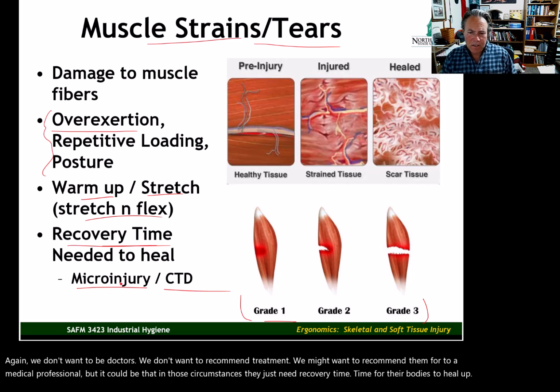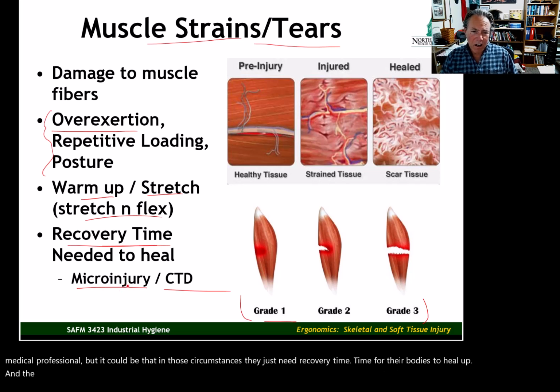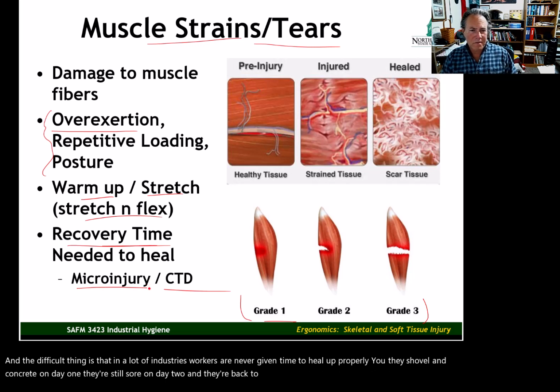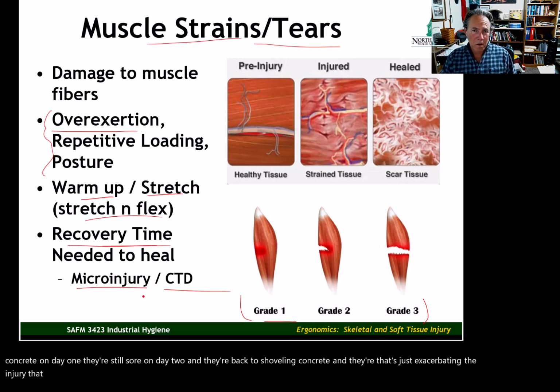And the difficult thing is that in a lot of industries, workers are never given time to heal up properly. They're shoveling concrete on day one, they're still sore on day two, and they're back to shoveling concrete, and that's just exacerbating the injury that occurred on day one. They're not given time to heal up. But muscle strains, muscle tears, common in a lot of different industries.